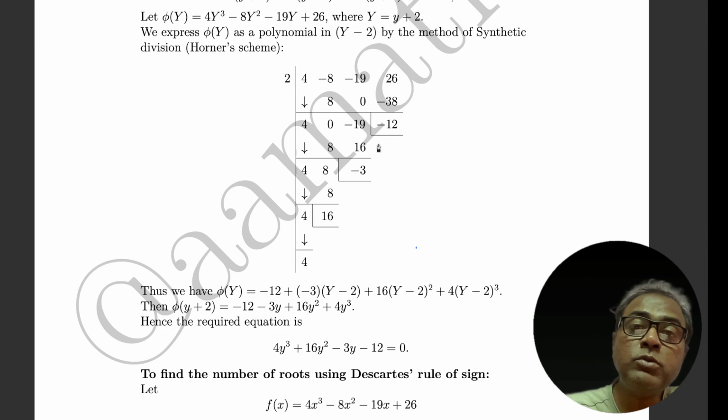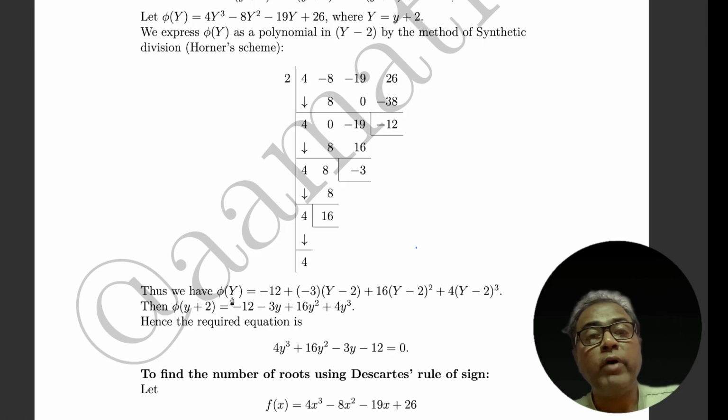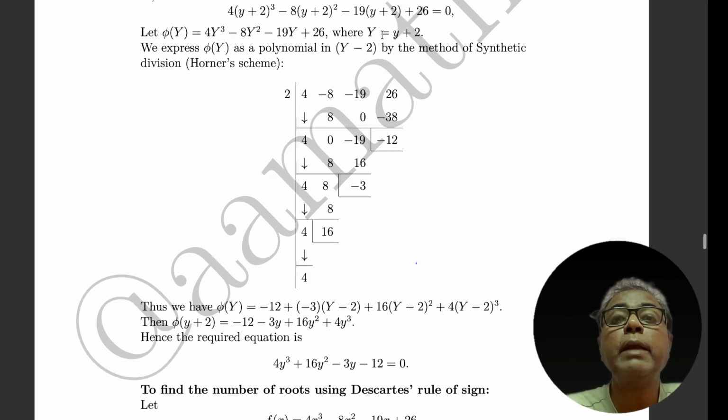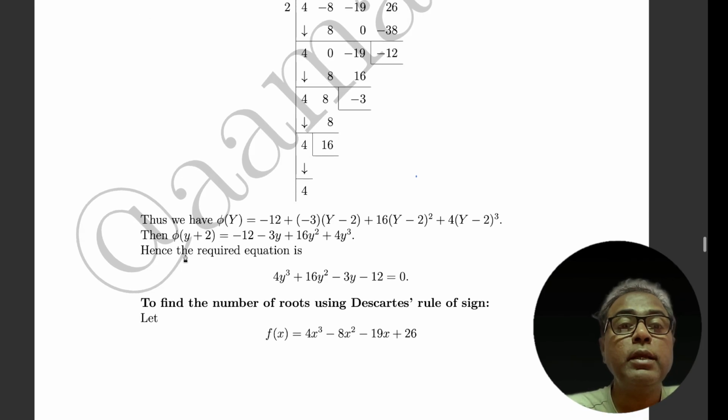So all the residues are minus 12, minus 3, 16, and 4. So phi capital Y equals minus 12 plus minus 3 into y minus 2 plus 16 into y minus 2 whole square and plus 4 into y minus 2 whole cube. Next, put capital Y equal to small y plus 2. So if we put capital Y equal to small y plus 2, the plus 2 and minus 2 cancel, leaving small y here. So minus 12 minus 3y plus 16y square plus 4y cube.